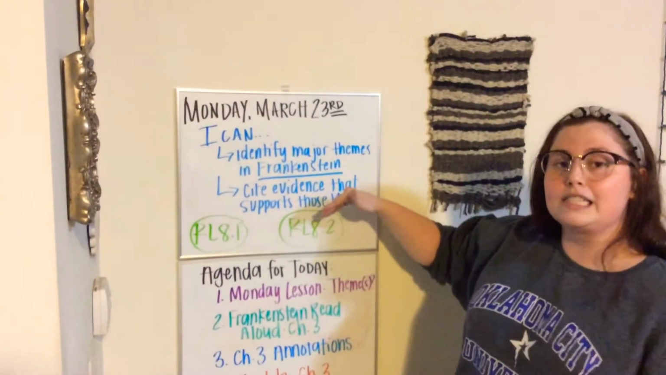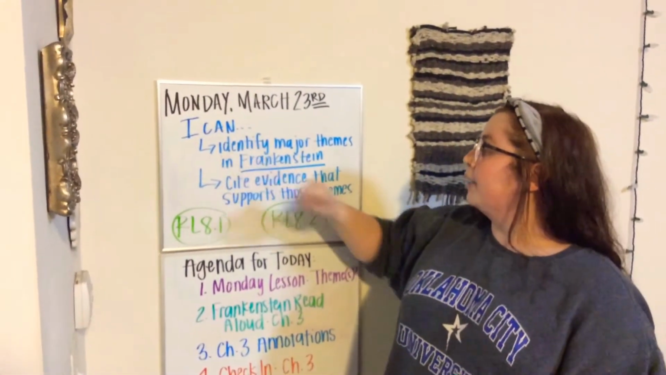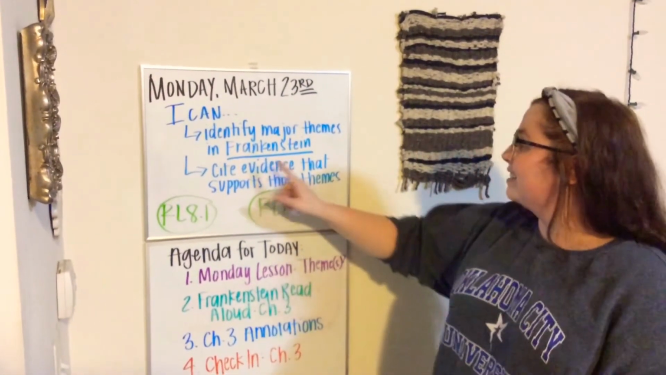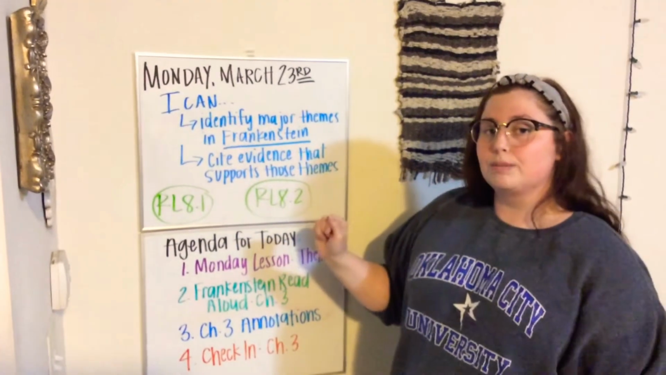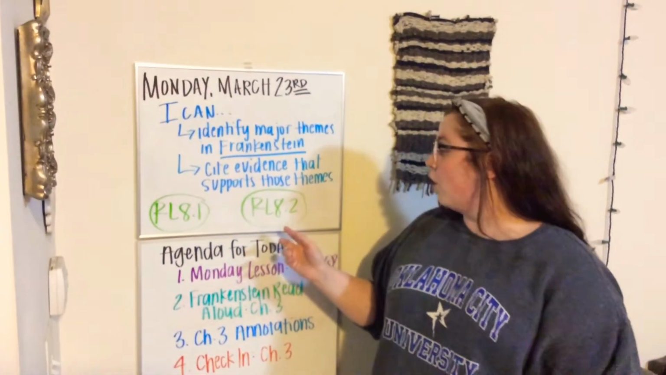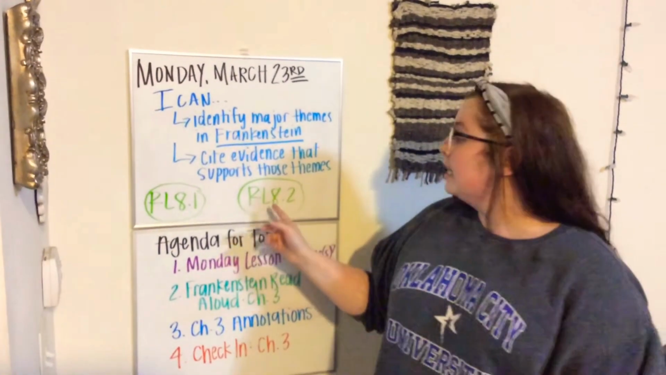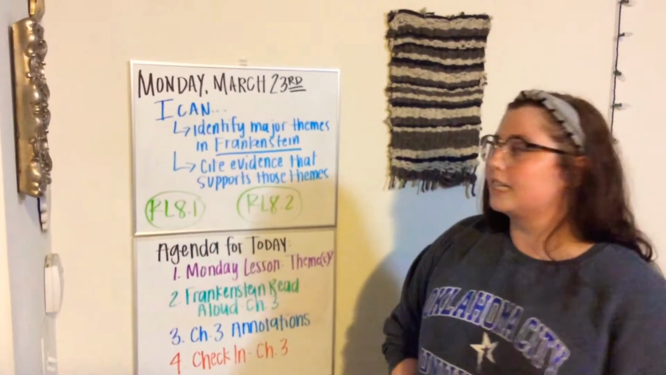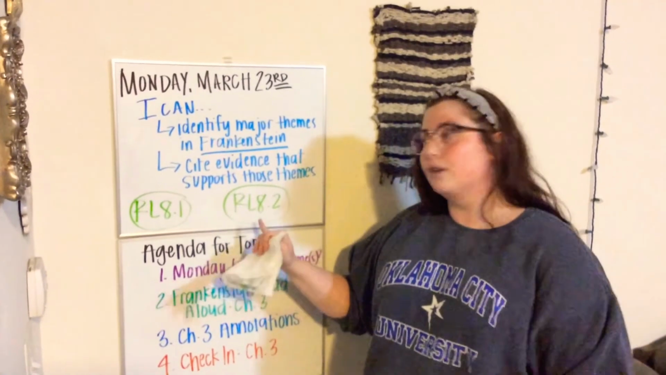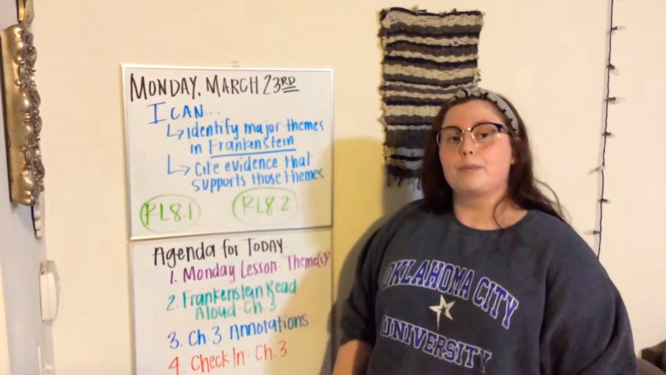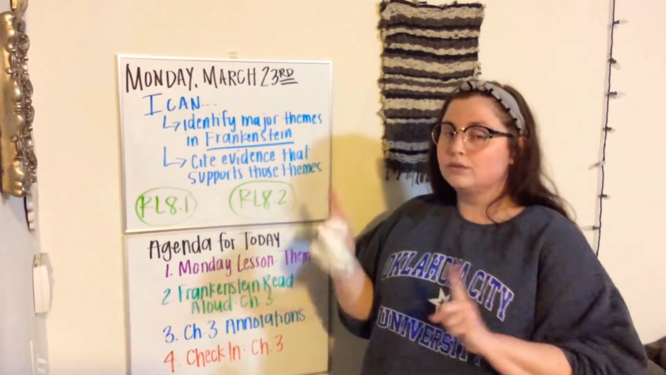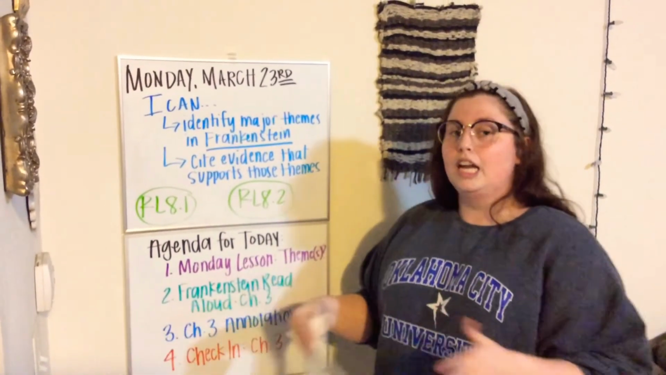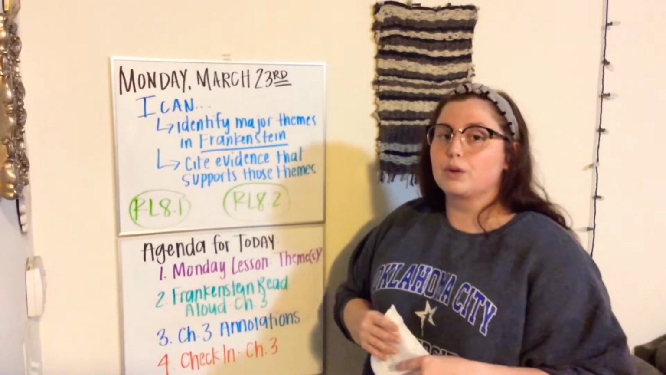We've got our I can statements for the day. Today you're going to be able to identify major themes in Frankenstein and cite evidence that supports those themes. Theme has to do with RL 8.2, and RL 8.1 is citing evidence that supports your analysis of the text. So those are the 2 standards that we're covering, and we're going to do that using Chapter 3. All right, so get ready. If you need some note paper, get it ready to the side, and I'm going to go over a little bit about the themes that we're looking for.